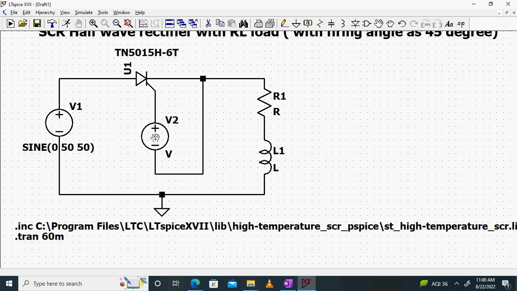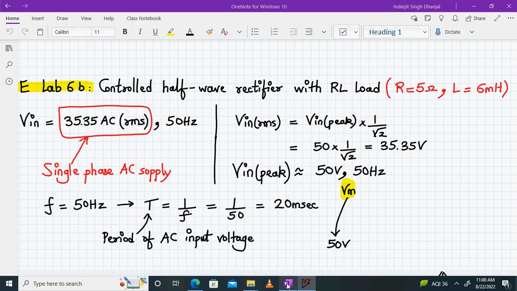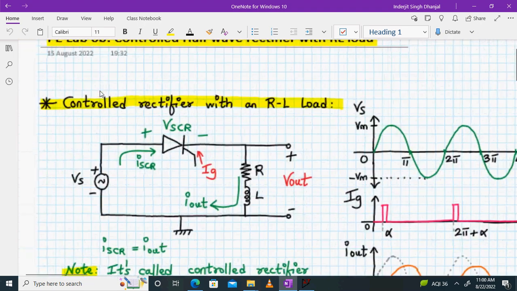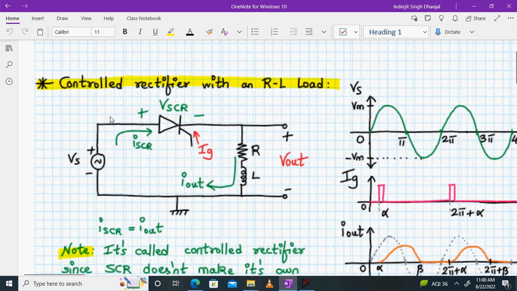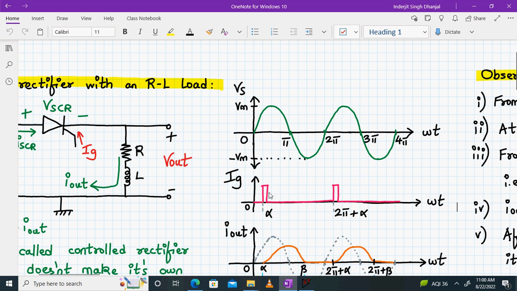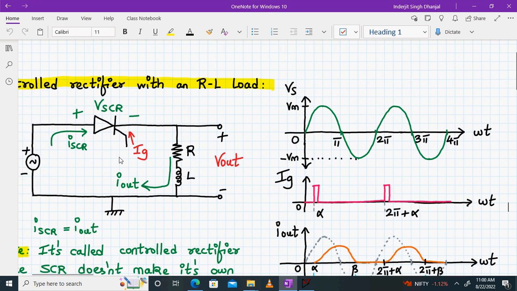So at the gate we have to apply a pulse, right? Remember, to turn on the SCR, it has to be in the forward blocking mode and we have to apply a small impulse. Not a long gate pulse, but an impulse, a small gate impulse, right? It should be on for a very short duration of time and then it will be off. Throughout the negative half cycle of the input, it should be off. Only during the positive half cycle of the input, we should apply this gate impulse. So to apply this gate impulse, we have to give a gate voltage, right? So let's start doing that.